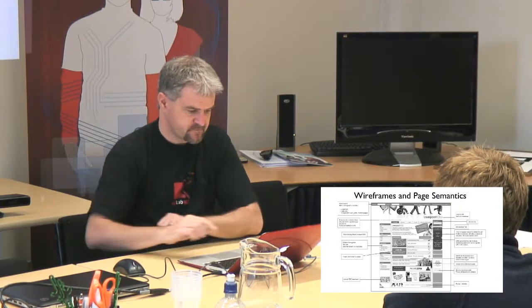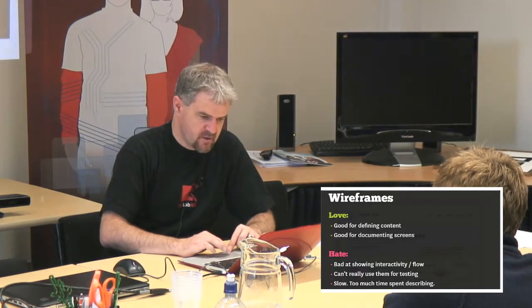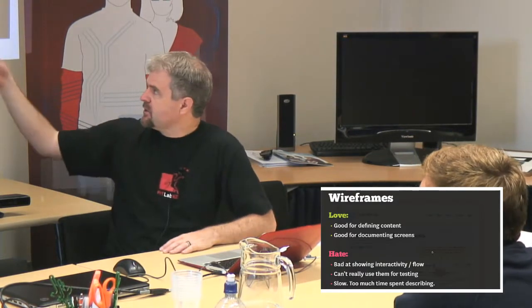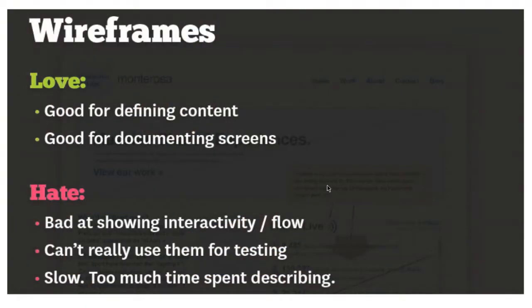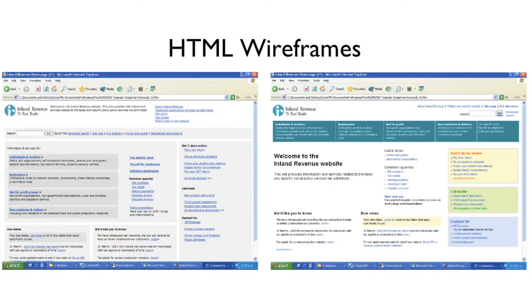So with wireframes, they're very good for defining content and documenting screens. They can be bad at showing interactivity, although I showed you an example from Wednesday with the Palm where they showed the flow through there. You can't really use them for testing because they're not interactive, and they can be slow to develop because it takes a long time to describe everything that's happening on the page. So some people then go and do HTML-based wireframes.